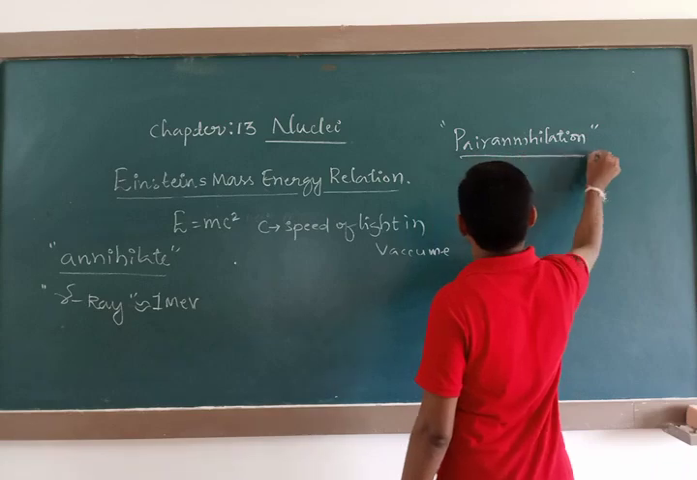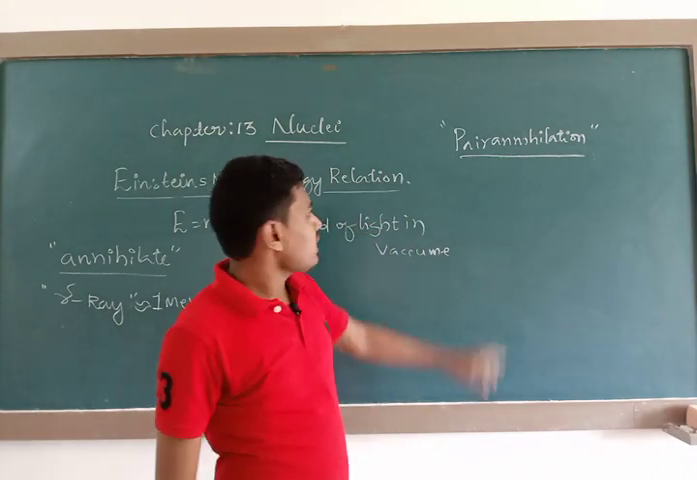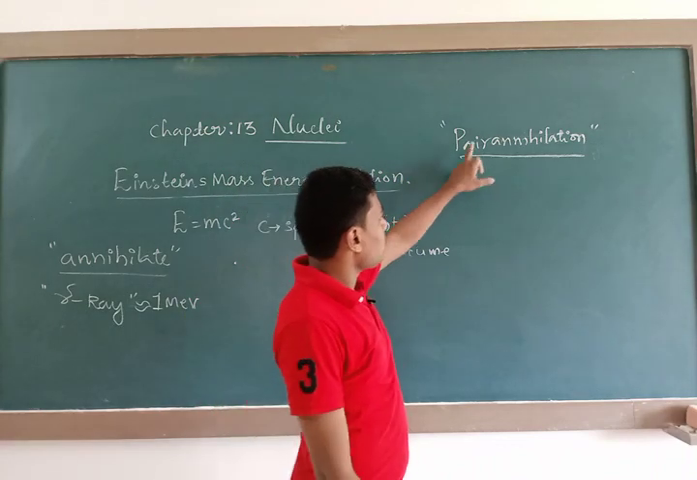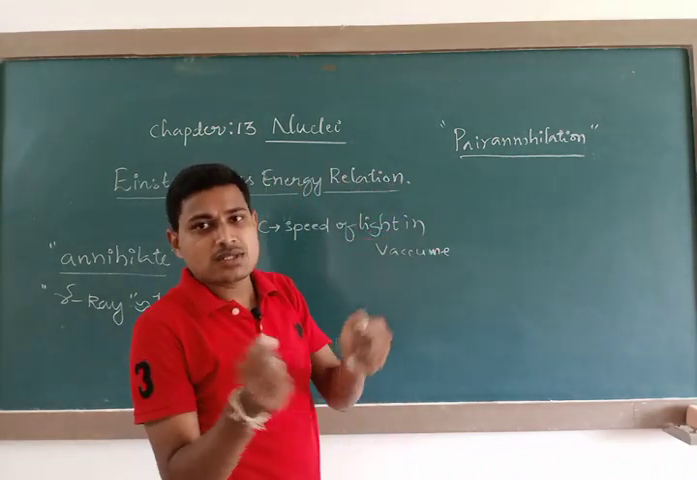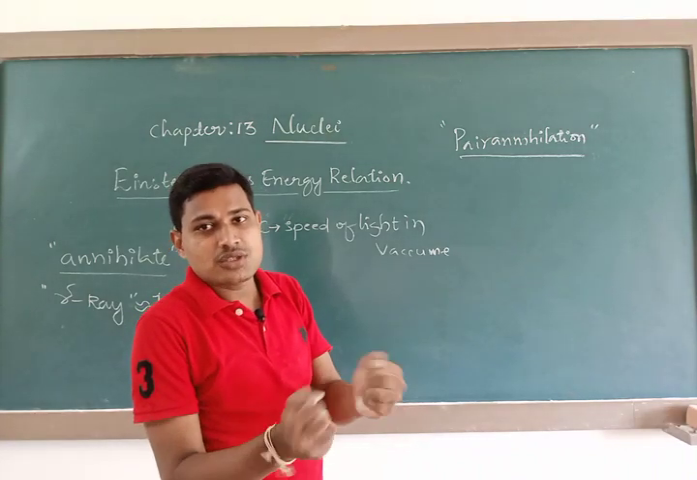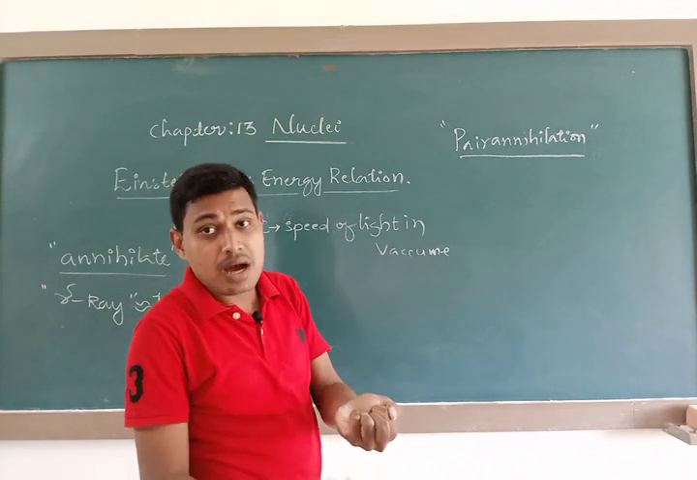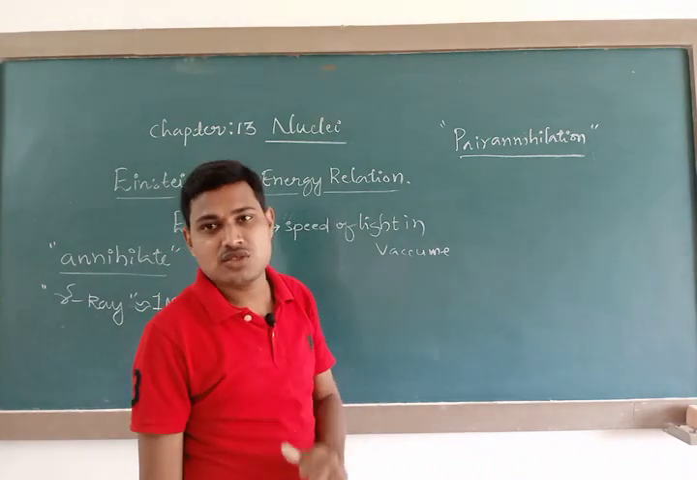And this process is reversible. We can also reverse this process. So in case of pair annihilation, we observe that positron and electrons come close to each other, thereby they destroy each other, they annihilate each other, but their mass is converted into energy, gamma ray energy.